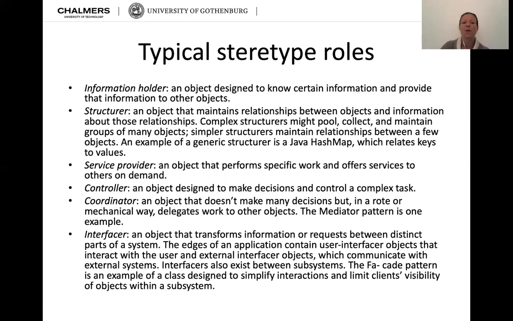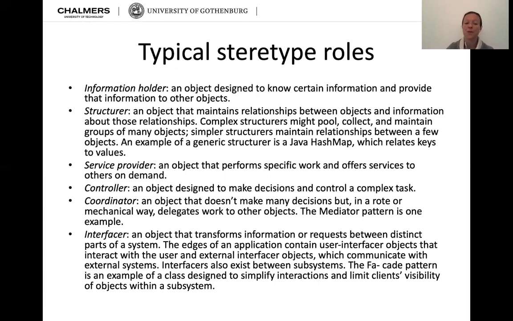And then there is a coordinator, an object that doesn't make any decisions, but in a rote or mechanical way, delegates works to other objects. One example for that is the mediator pattern.